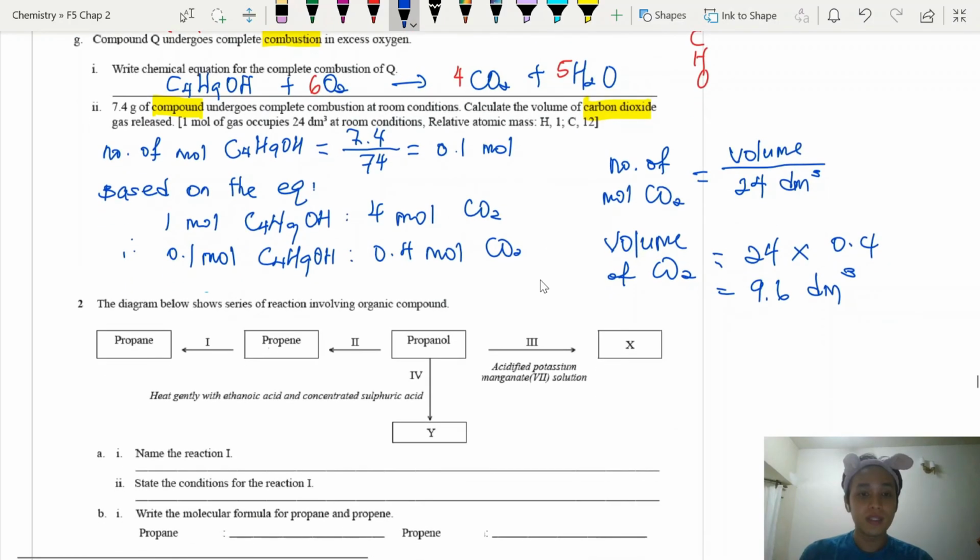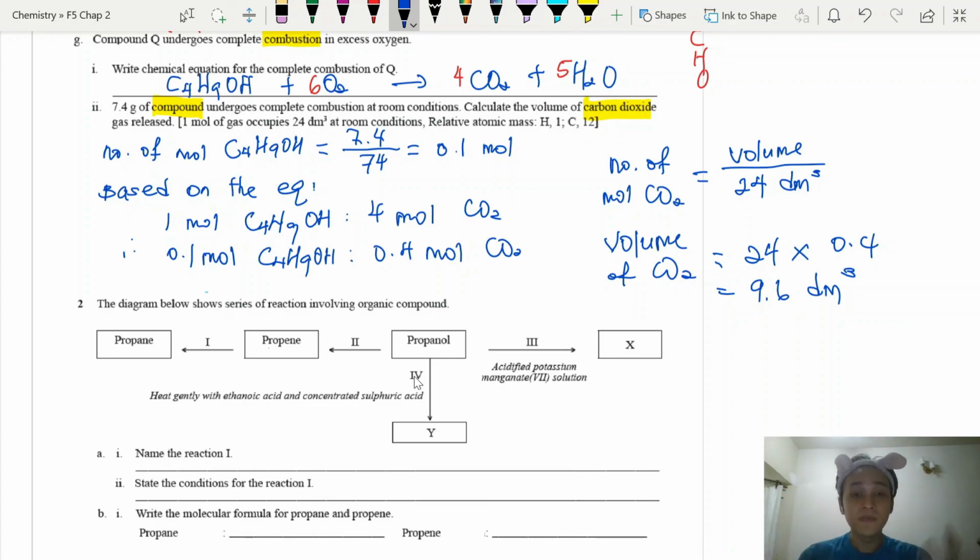Another example is something like this. And then they will ask you to name the reactions. For example here, propene to propane, this one is called hydrogenation. And then from alcohol to alkene is dehydration. And then this is oxidation. And then this one, alcohol reacts with acid, with sulfuric acid as your catalyst. So this is esterification. You need to know the whole story in order to answer the questions.